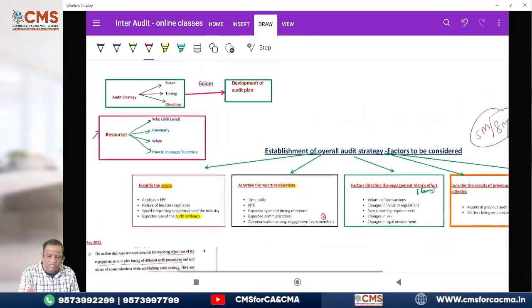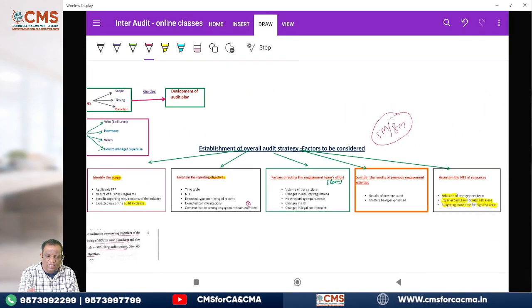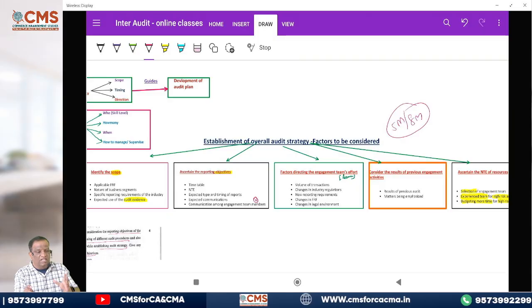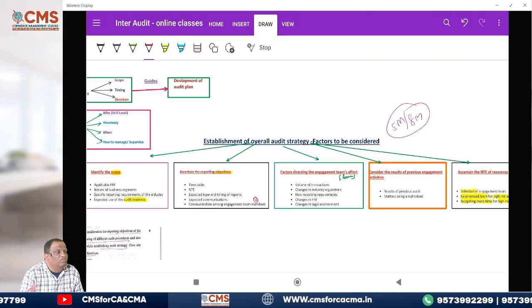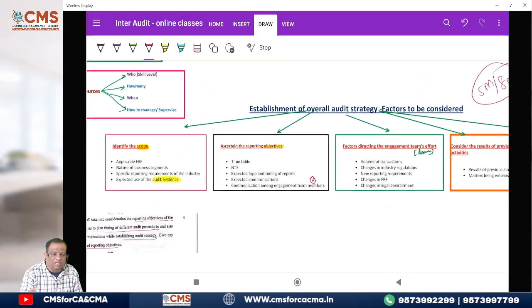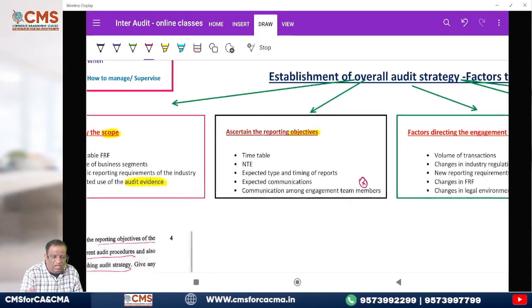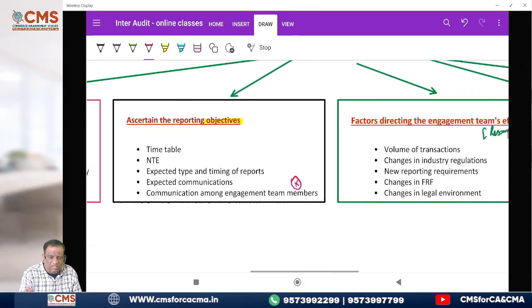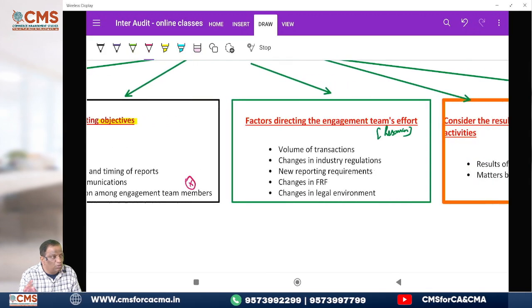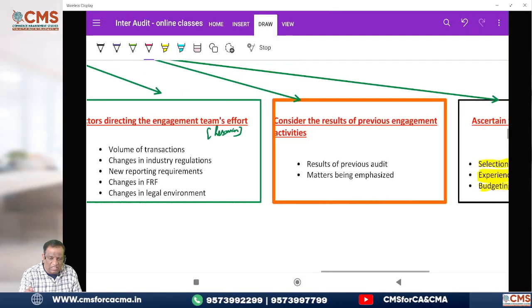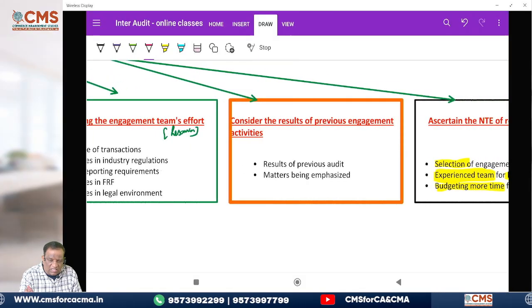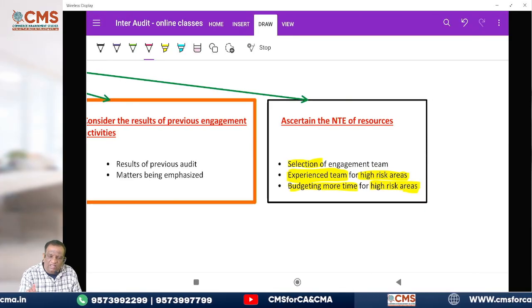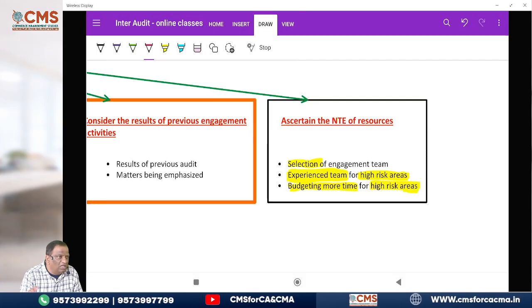Then one lengthy question he is asking. Since it is too lengthy, I may not be able to discuss it at full length, but he is asking, wherever you are establishing the strategy, what factors will you consider? It's a direct theoretical question. Whenever I am setting the strategy, I will first identify the scope, and then I will ascertain the objectives, and then I will see what my team efforts are and how I should direct them. So I see the volume of transactions and all. And then I will also consider my previous year engagement activities, what the previous year observations were and how they changed for the current year. And then based on all that, I have to ascertain the nature, timing and extent of resources.